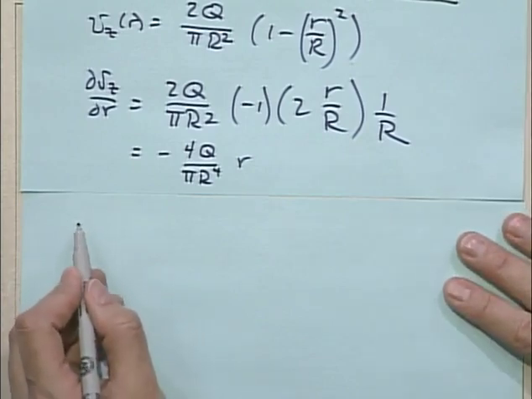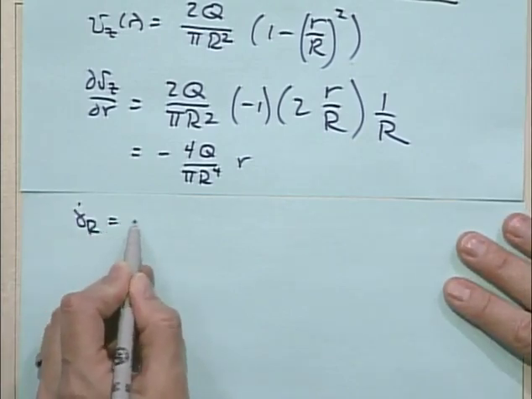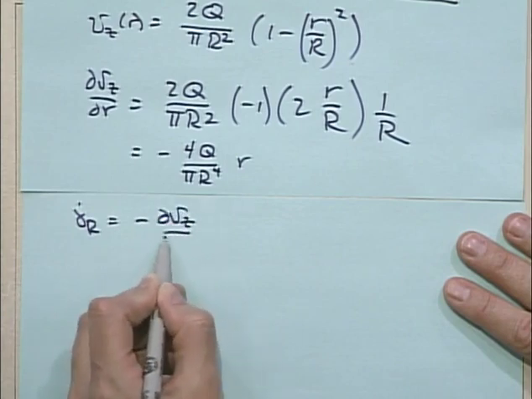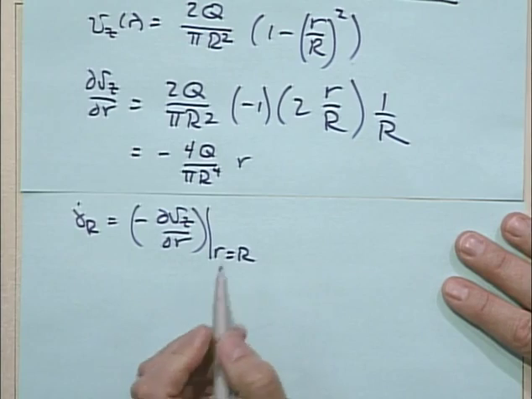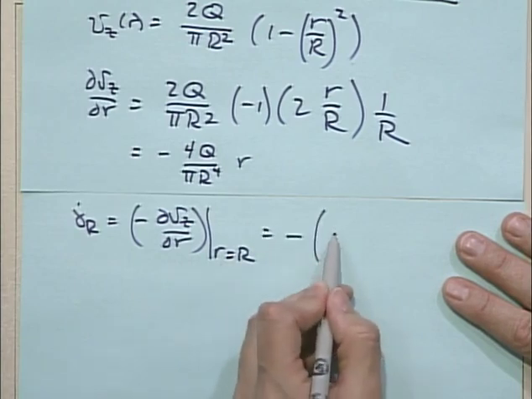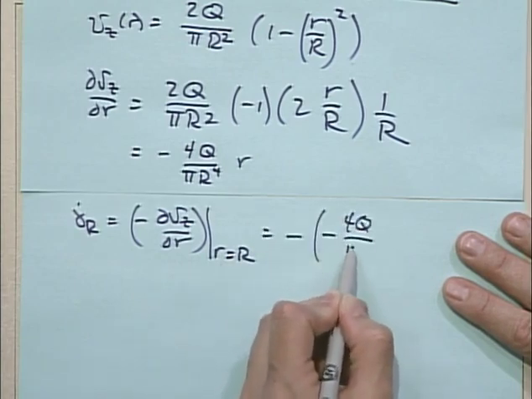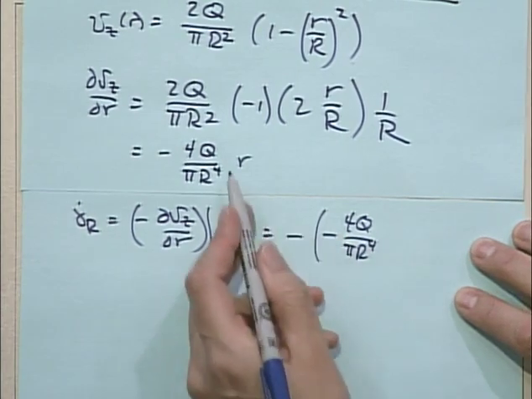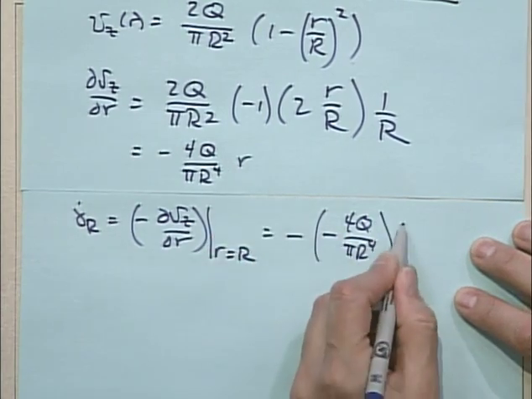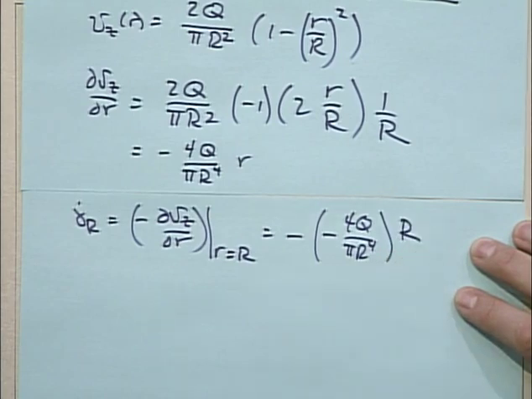We are interested in gamma dot R, which is minus dVz/dr evaluated at the wall. So that's minus minus 4Q over pi R to the 4th times r, where r is evaluated at the wall. So I get 4Q over pi R cubed.